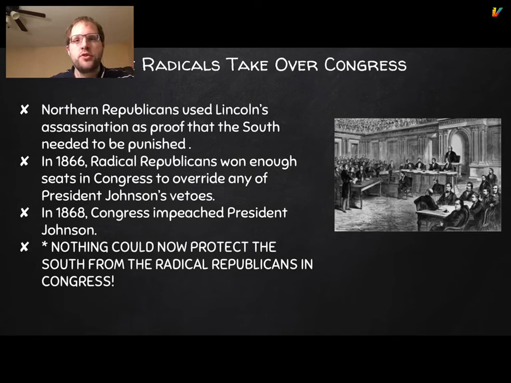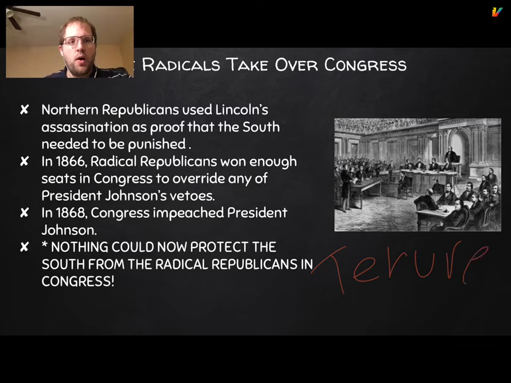And so they pass a law called the Tenure of Office Act, not 10-year, but tenure, and it basically says that he has to get approval from Congress to fire someone. Andrew Johnson doesn't get approval from Congress to fire someone, and he fires someone, and they say, oh, well, now you've broken the law. And then they impeach him. They accuse him of a crime.